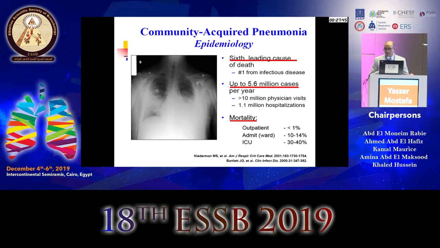Community acquired pneumonia is still one of the very important diseases which causes mortality. It is the sixth leading cause of death from infectious disease. Up to 5.6 million cases per year have morbidity from pneumonia, with more than 10 million physician visits and 1.1 million hospitalizations, with a mortality in outpatient cases of less than 1%. Still, patients with mild pneumonia treated as outpatients have some mortality, and in admitted patients, if they need admission in the ward, it may reach up to 14% mortality, and if they need ICU admission, it may reach up to 40% mortality.